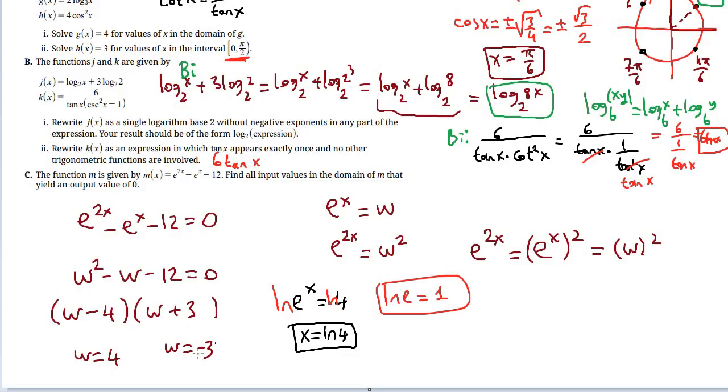Another value of w was negative 3. So e to the x is equal to negative 3. ln on both sides. So x is equal to ln of negative 3. But we're going to reject this answer because the argument cannot be negative, because the domain of ln is from 0 to infinity. So the answer is x is equal to ln of 4.